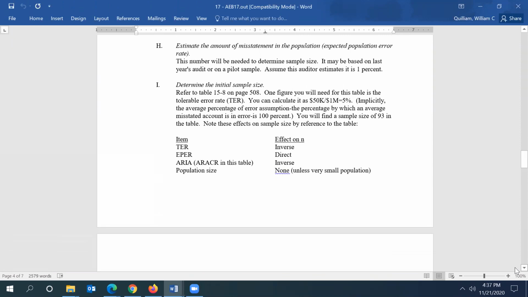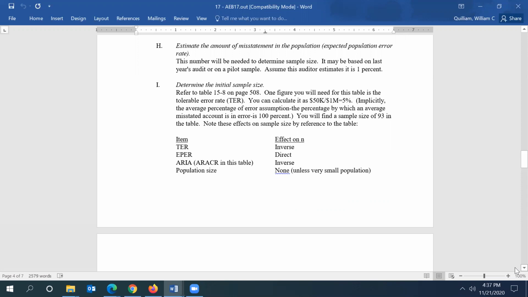Then H. Let's estimate the amount of misstatement in the population, or the expected population error rate. We saw that a couple of weeks ago too. This number will be needed to determine sample size. It may be based either on last year's audit or on a pilot sample, a little rough sample we take. Assume this auditor estimates 1%.